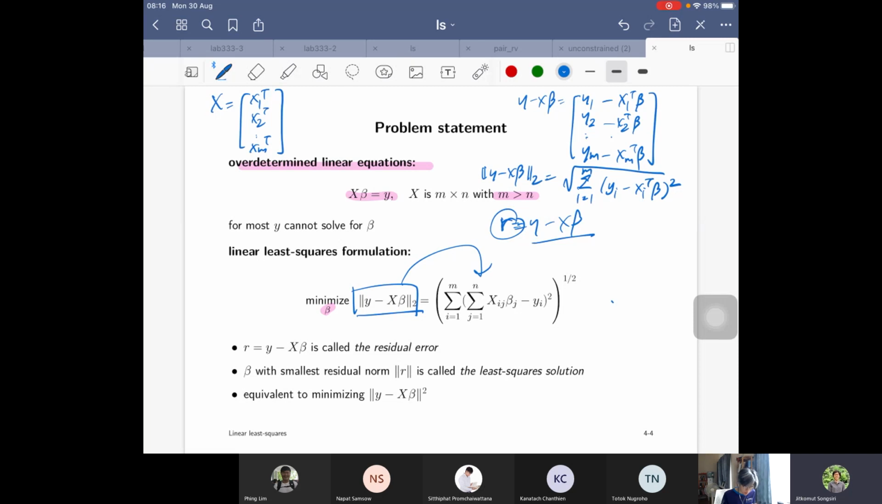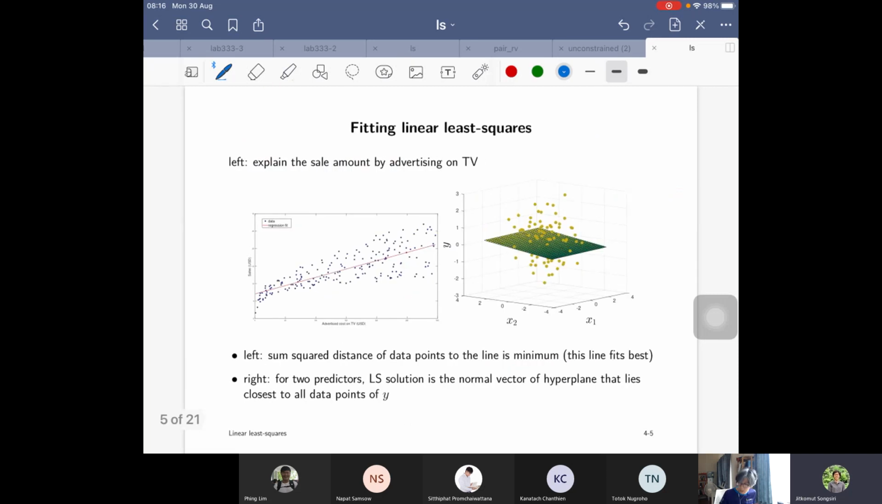The solution that is returned from this problem is called the least square solution, and it's the same as minimizing the two norm squared. Minimizing the two norm and minimizing the two norm squared give the same solution beta. It's just that the objective functions of the two problems are squares of one another. Okay, let's take a look at some examples first.